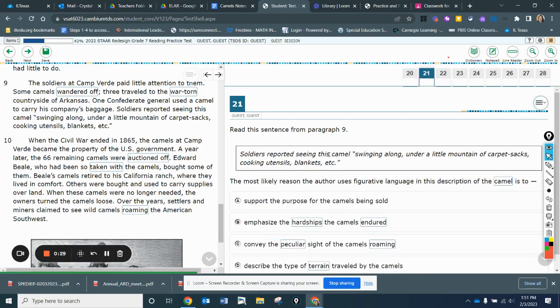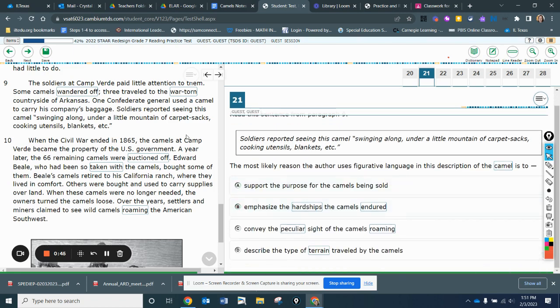Read this sentence from paragraph 9. Soldiers reported seeing this camel swinging along under a little mountain of carpet sacks, cooking utensils, blankets, etc. The most likely reason the author uses figurative language in this description of the camel is to. Okay, so I'm going to read paragraph 9 and think about what the entire paragraph is about when I'm answering this question.